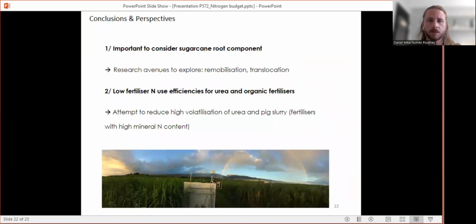Some of the important conclusions and perspectives: in the nitrogen use efficiency, we found that it was important to consider roots and not just the above ground biomass. One of the reasons for the low fertilizer nitrogen use efficiencies was the very high loss due to volatilization, with high levels of volatilization directly after fertilizer application. This was especially the case for high mineral nitrogen fertilizers.